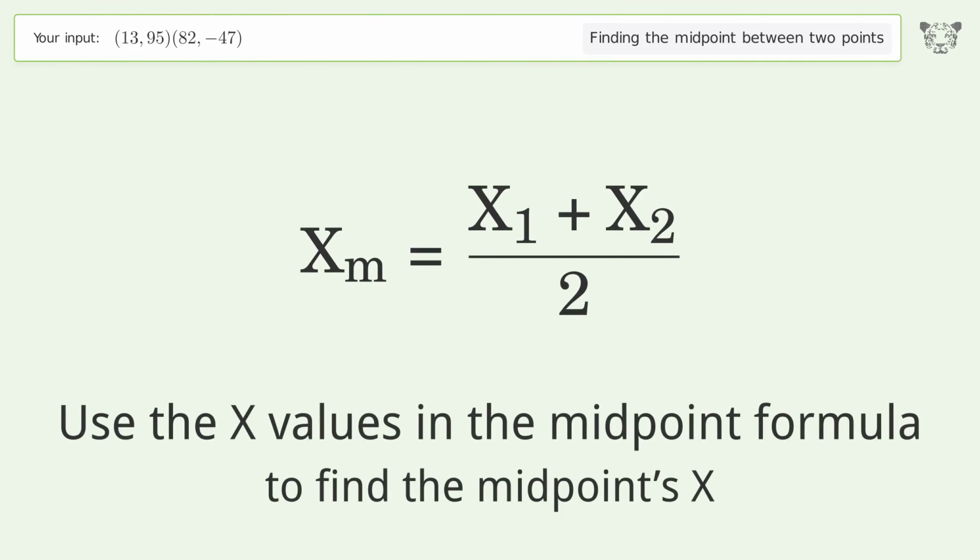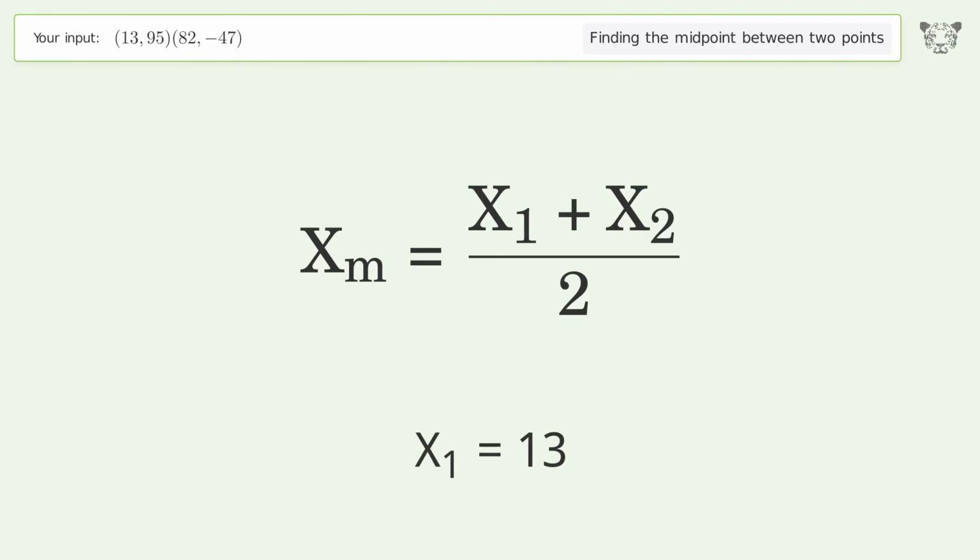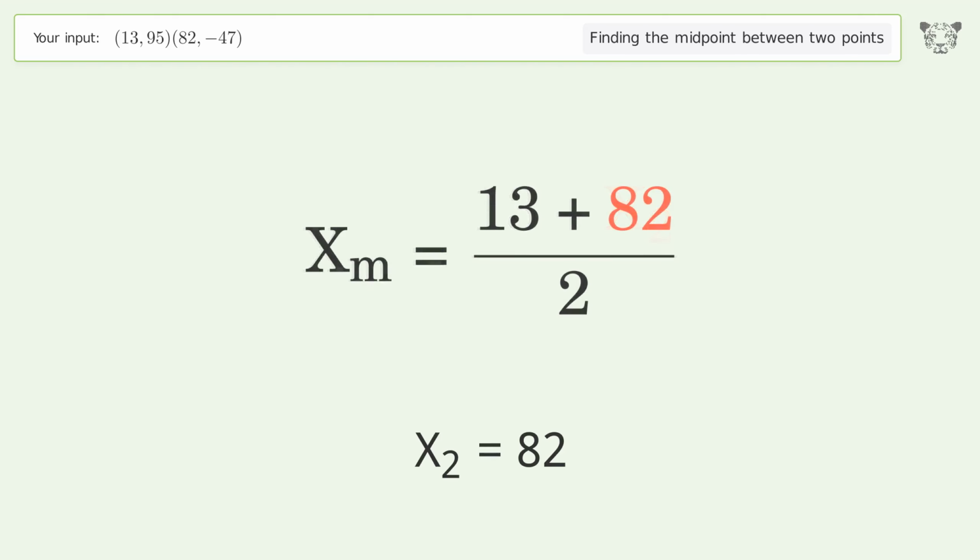Use the x values in the midpoint formula to find the midpoint's x. x1 equals 13. x2 equals 82. Simplify the arithmetic.